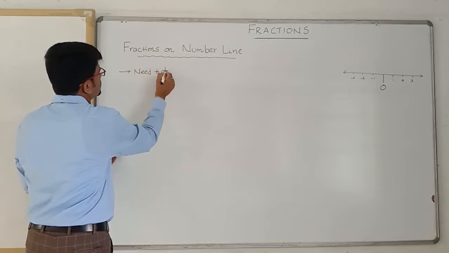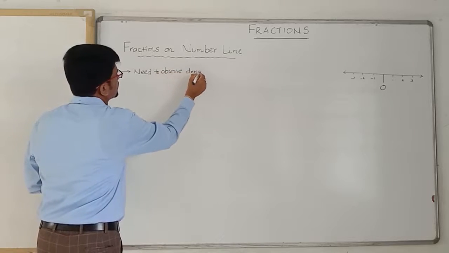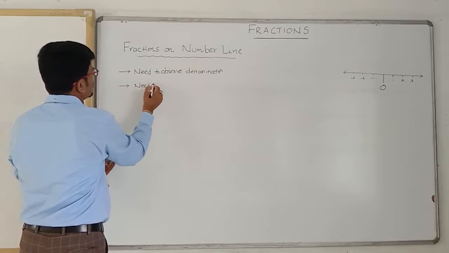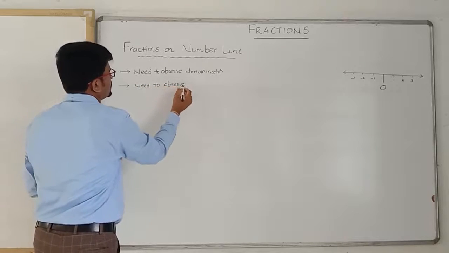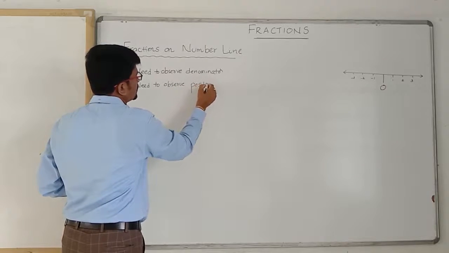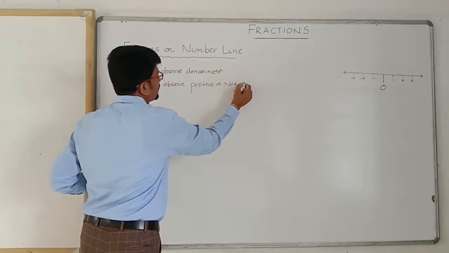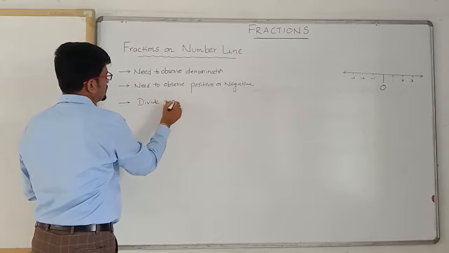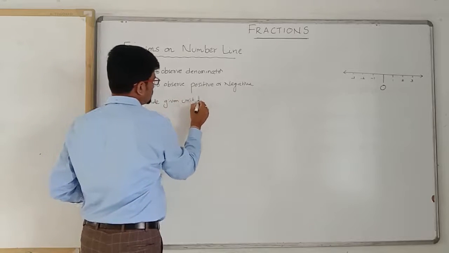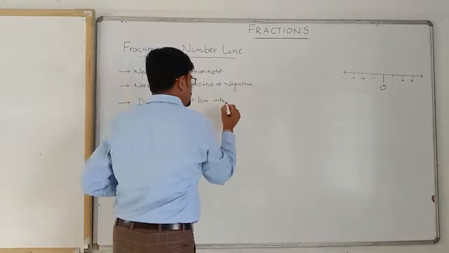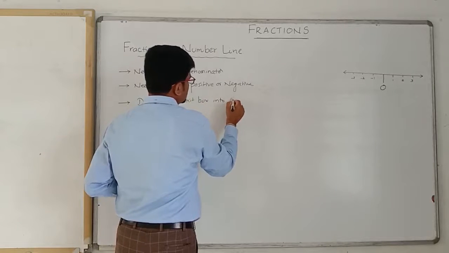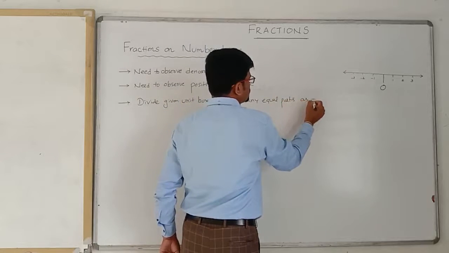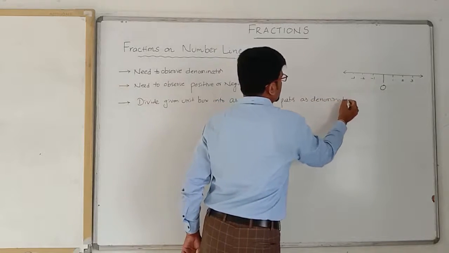So the points are: first, observe the denominator; second, observe whether it is positive or negative; third, divide the unit box into as many equal parts as the denominator. Okay, children.